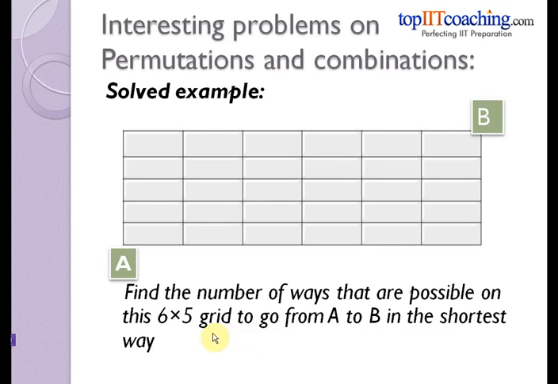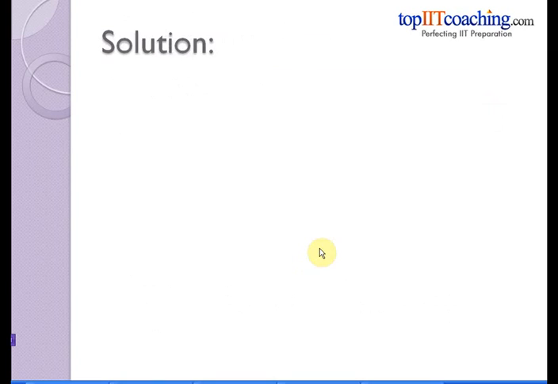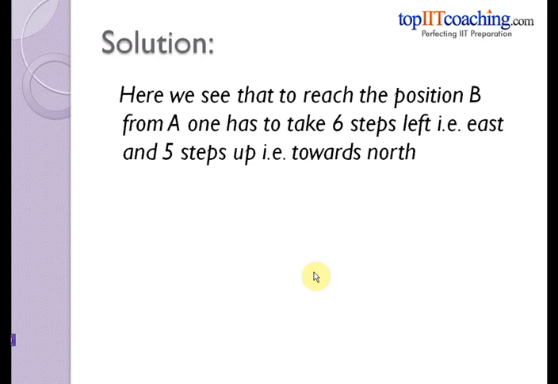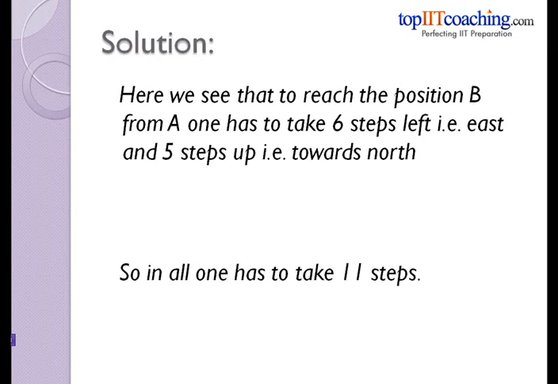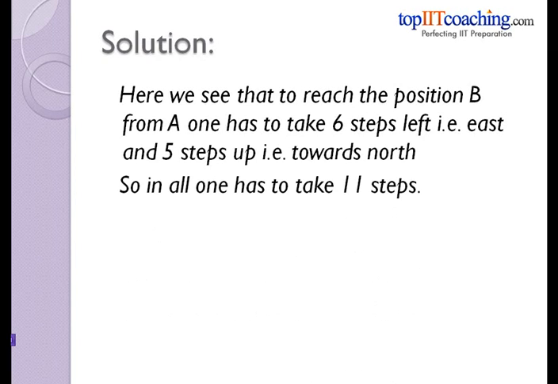So how to do it? How do we proceed in this question? So let's see the solution of it. If we closely look at the grid, we see that in order to reach position B from A, one has to take 6 steps left, that is towards the east direction, and 5 steps up, that is towards the north direction. So what we can say is, in all one has to take 11 steps to reach from A to B in the shortest possible way.